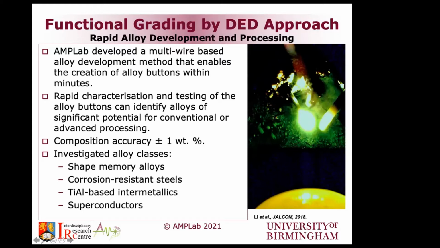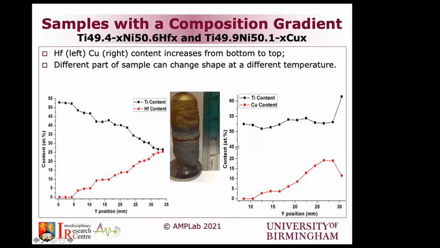We looked into shape memory alloys, which is the case study I'm going to talk about in the next slide. Corrosion-resistant steels, gamma intermetallics, and superconductors. On the shape memory front, the way that we've been looking into this is how we can grade the chemistry from the bottom to the top.